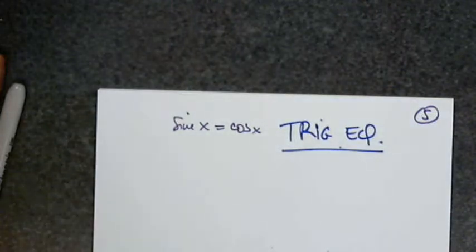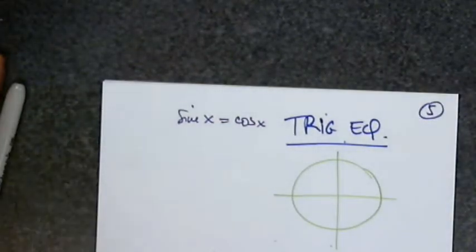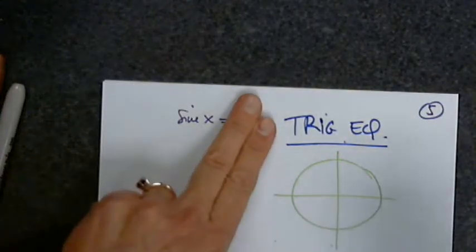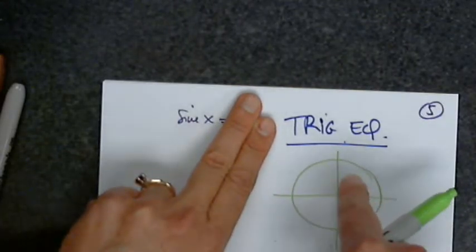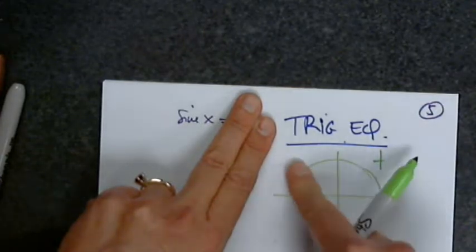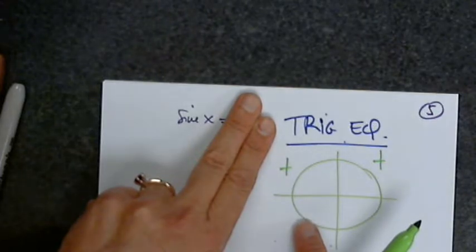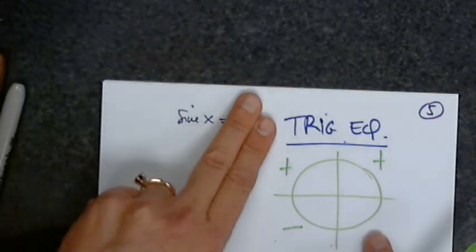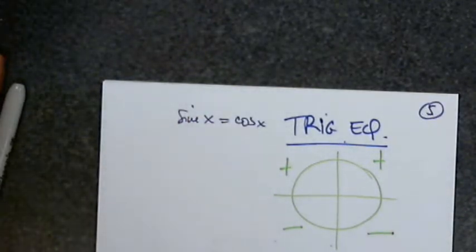Perfect. Good. So now let's do some thinking. Can you please tell me the signs for sine in the unit circle? Just the sign. What is the sign of sine in the first quadrant? The sign of sine in the second quadrant. The sign of sine in the third quadrant. And the sign of sine in the fourth quadrant. Negative. Okay.